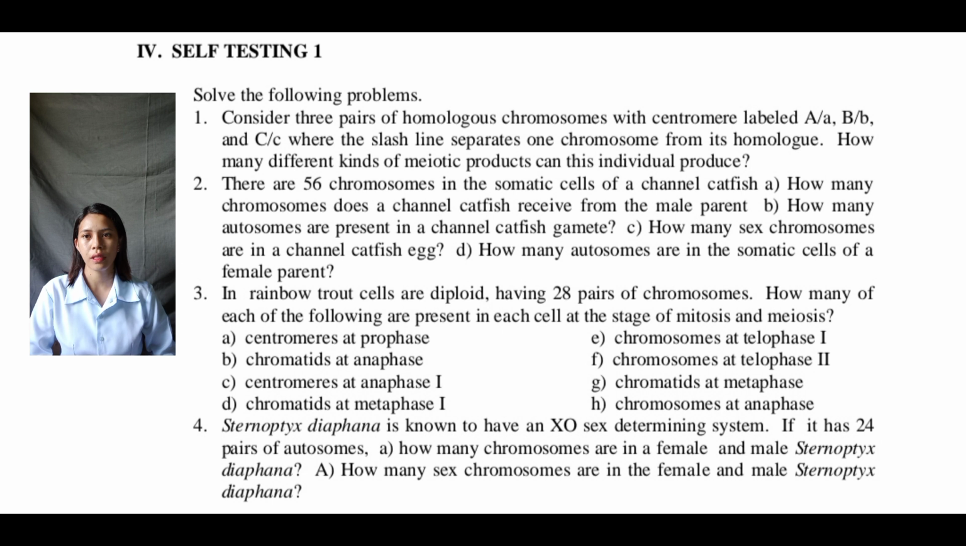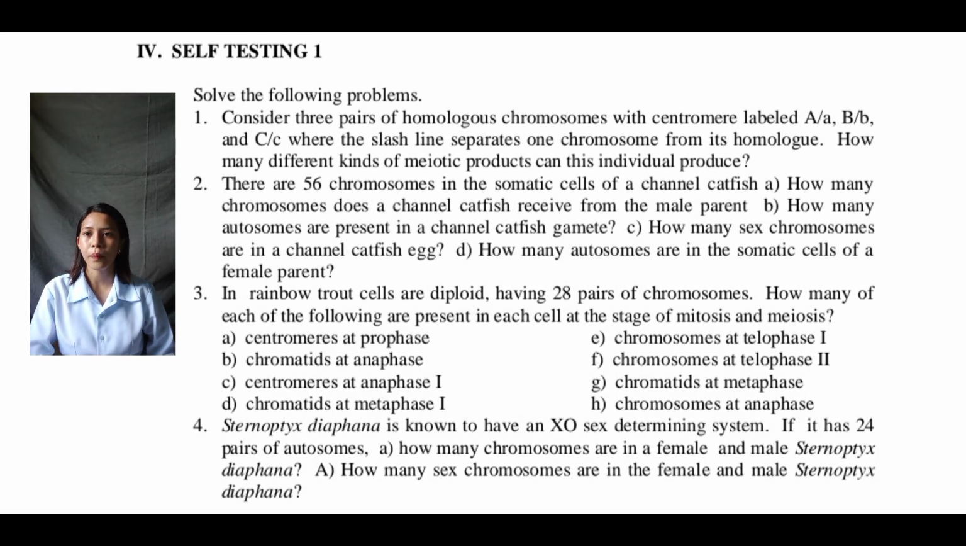In rainbow trout, cells are diploid, having 28 pairs of chromosomes. How many of each of the following are present in each cell at the stage of mitosis and meiosis? Letter A for question number 3, centromeres at prophase. My answer is 48 female and 50 male. My answer for letter B, the chromatins at anaphase, 0 female and 2 male.